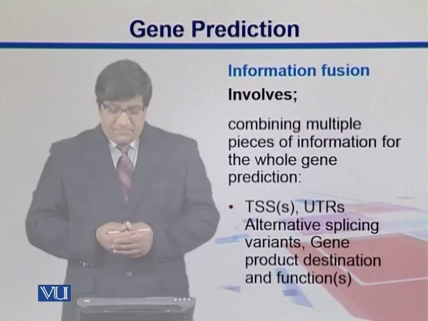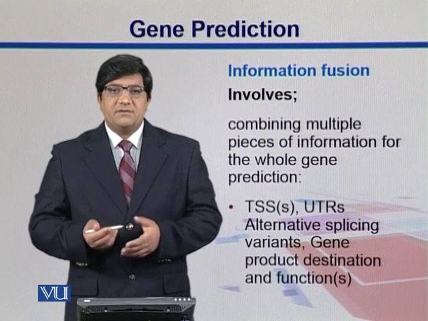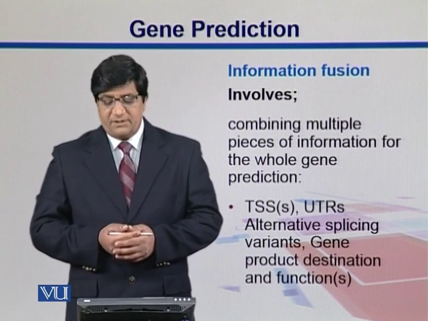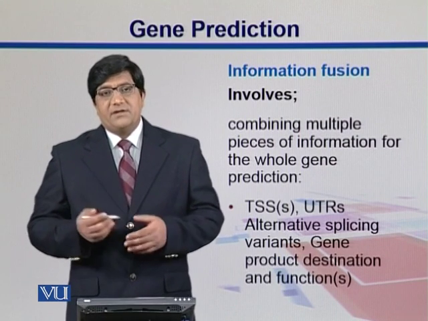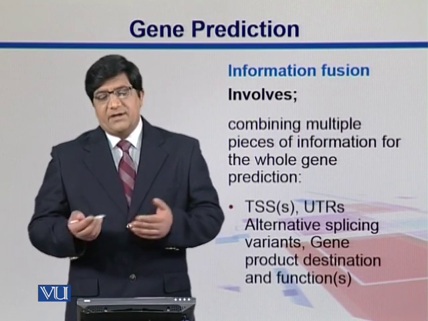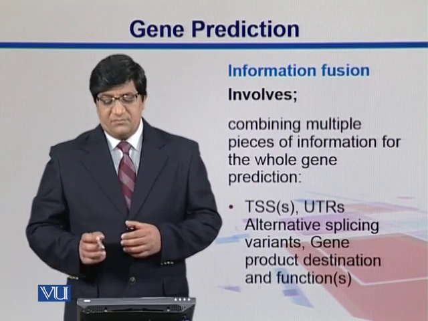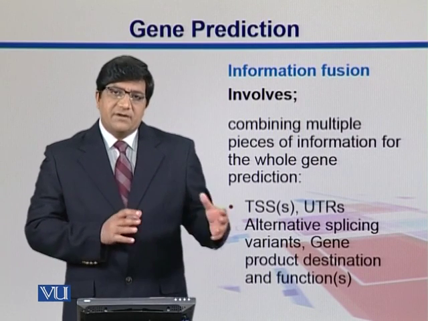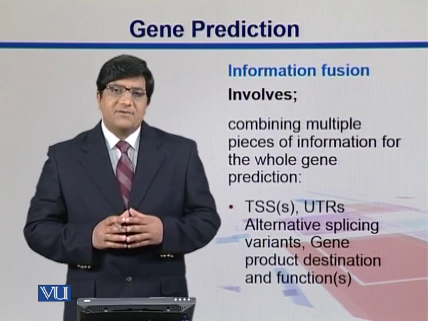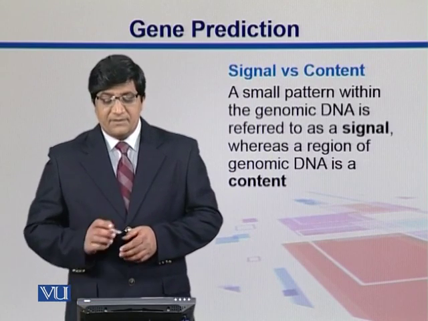We combine different pieces of information when we get the idea about these start sites, and we get the idea about UTRs and different splicing variants and these donor and acceptor sites. We put them together, and this is called information fusion. We get different pieces of evidence while looking at these different patterns, or we can call them signals, and these signals help us identify the genes.